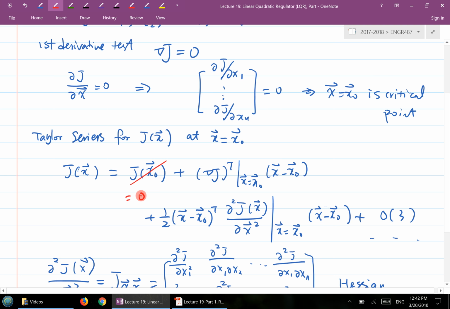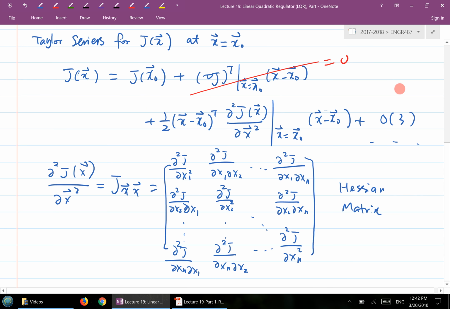Not the first term, sorry. At the critical point, which one is 0? This term is 0, right? This term is 0. And in this Taylor series expansion, you can move this term to the left side. So basically what you're doing is comparing a point near x naught with the value at which point? At the point x naught, right?